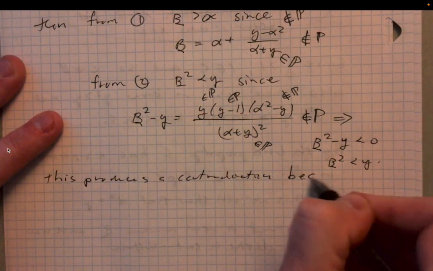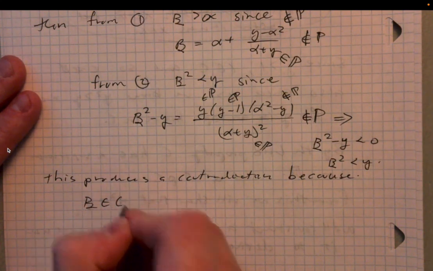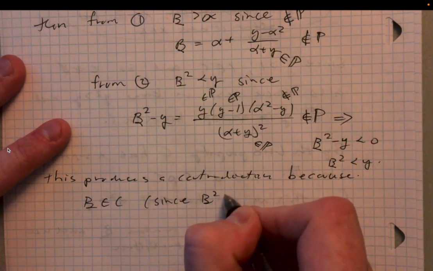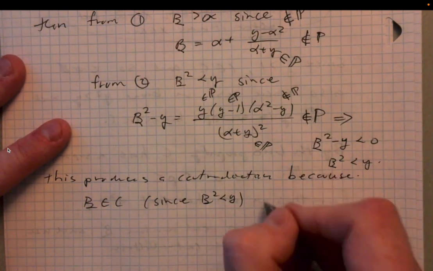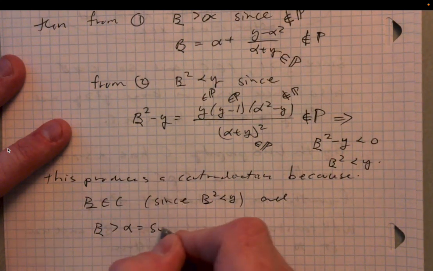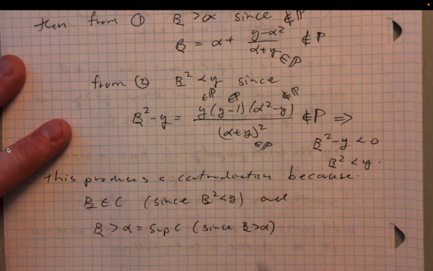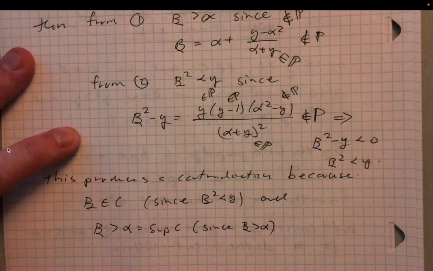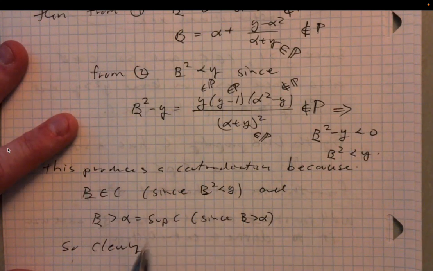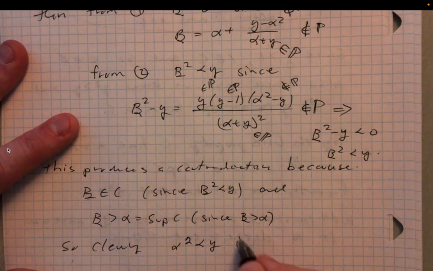This produces a contradiction. Why is it a contradiction? Well, beta is in C, right? And how do we know it's in C? Well, beta squared is less than y, right? And beta is greater than alpha, which is the supremum of C. Well, that can't be true, right? So clearly, you can't have beta be in C and also greater than the least upper bound of C. So clearly, alpha squared less than y is not true.